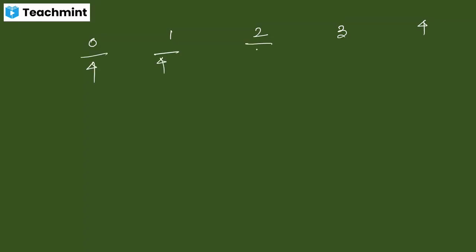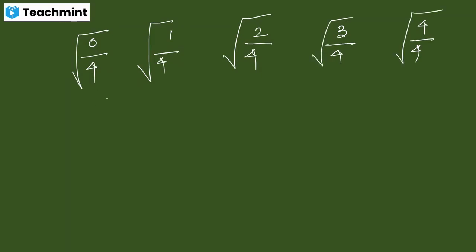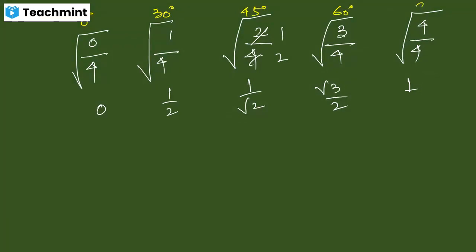You just have to do that thing. Write 0, 1, 2, 3, 4, divide each number by 4, then take the root of each of the terms. From 0 by 4 it is 0, root of 1 by 4 means 1 by 2, root of 1 by 2 means 1 by root 2, then root 3 by 2, and this is 1. What are these values for? This is for 0 degree, this is for 30 degrees, this is for 45, this is for 60, and this is for 90 degrees. These are the values of sin.